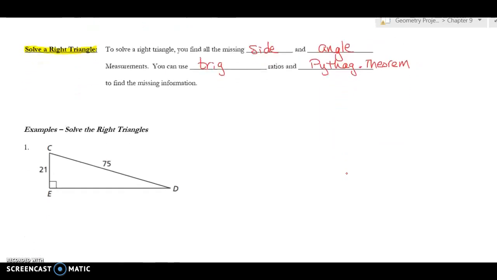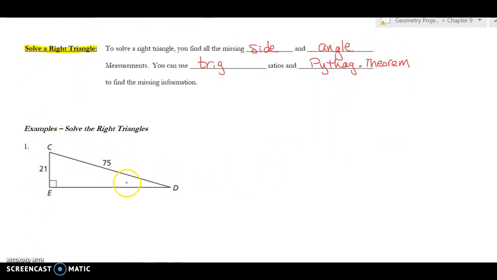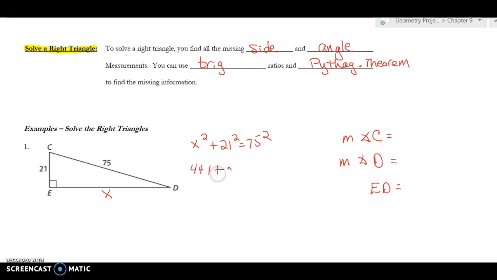Okay, so here, for number 1, to solve this triangle, I am missing angle C, the measure of angle D, and the length of ED. It doesn't really matter what you do first. I'm going to start with this side, because if you notice, that's the Pythagorean theorem: x squared plus 21 squared equals 75 squared. Let's do 21 squared, which is 441, and 75 squared is 5625.